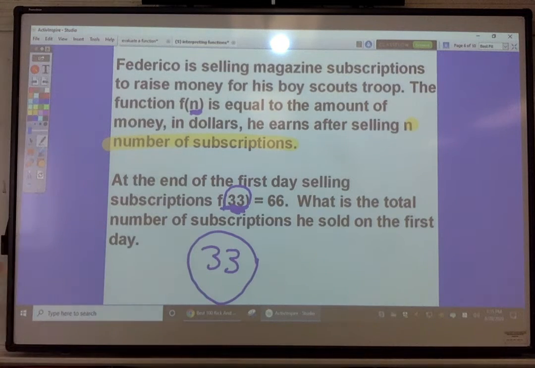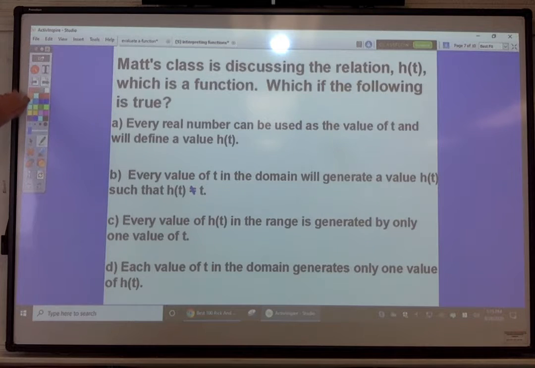So again, you're looking at function notation here, trying to interpret these things. Very wordy questions for EOC, TCAP, and other things. All right, here we go. That's where the question ends. You got A, B, C, D.